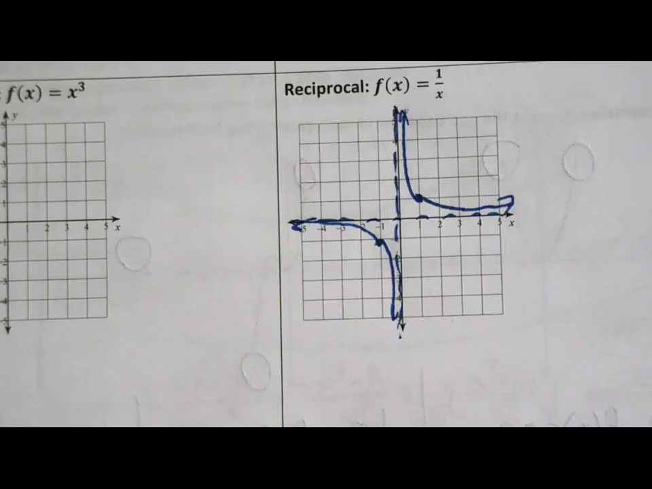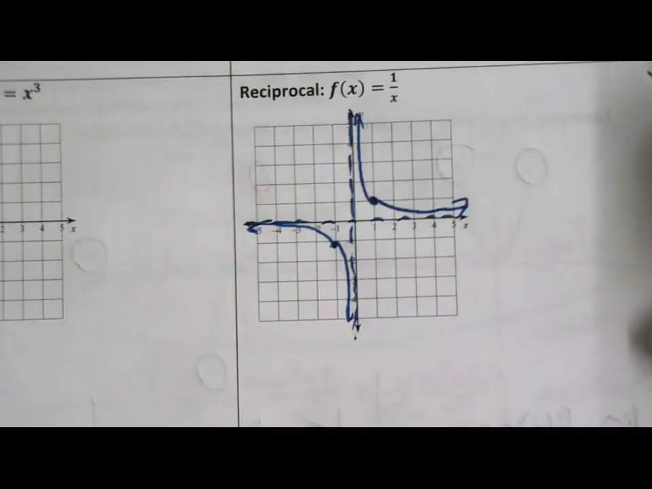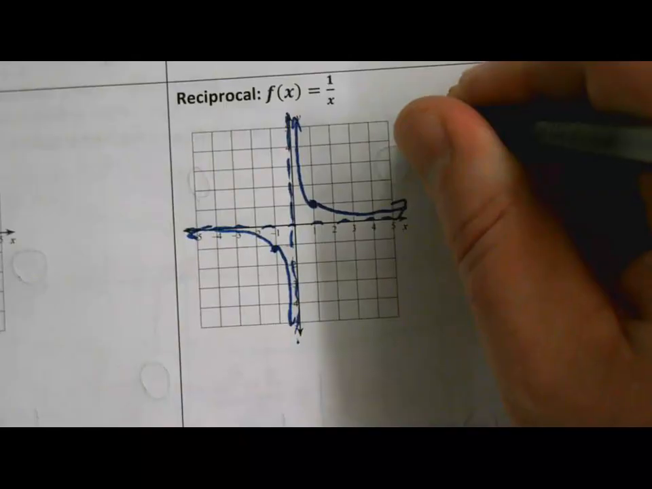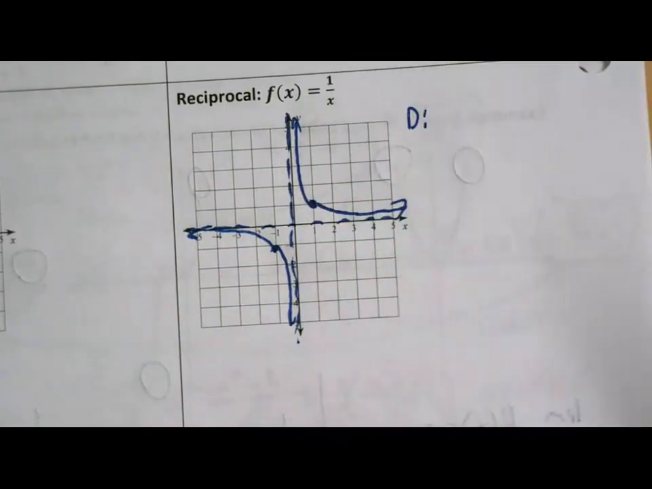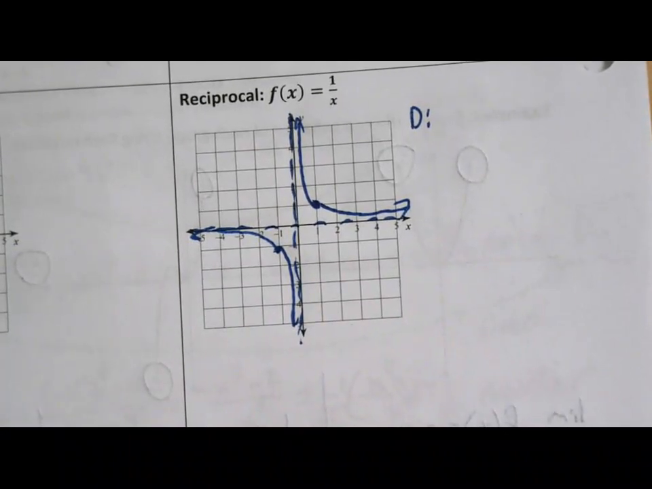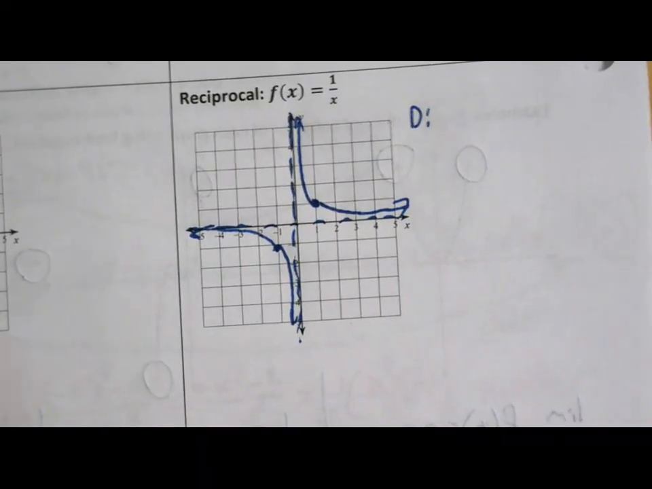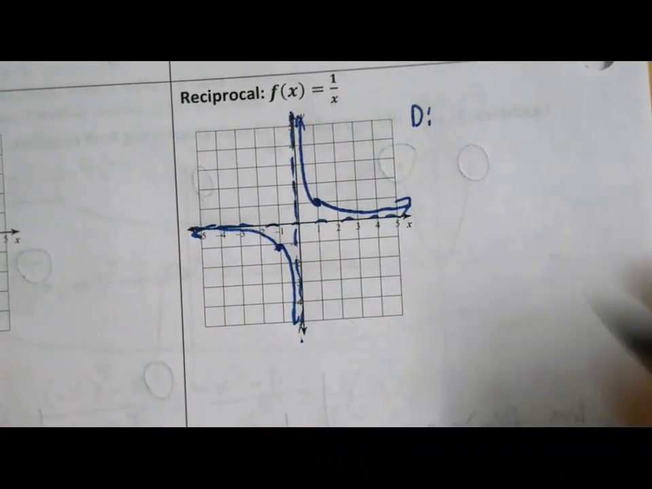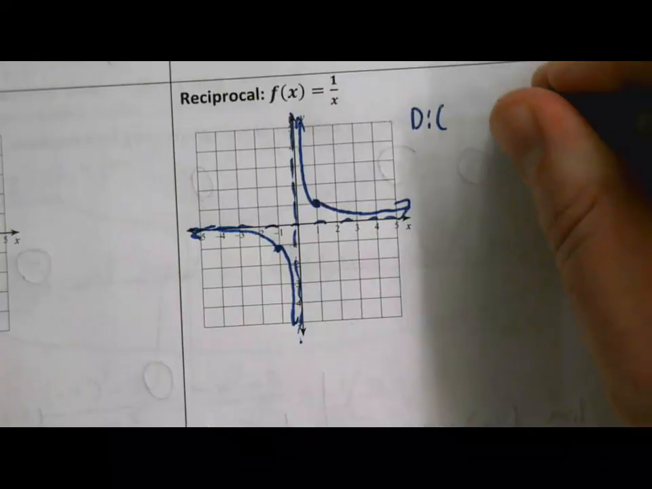We're now going to go through the laundry list of analyses up above. So let's start with domain. So we talked about this a moment ago. There's one value that cannot go into this function. Everything else is okay. So domain would be everything except for 0. Can you guys write that out in interval notation for me? It's going to have 2 intervals.